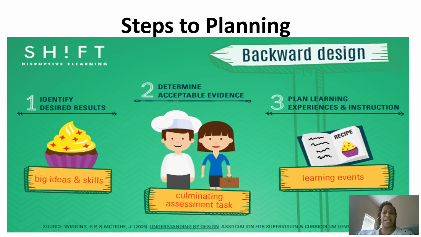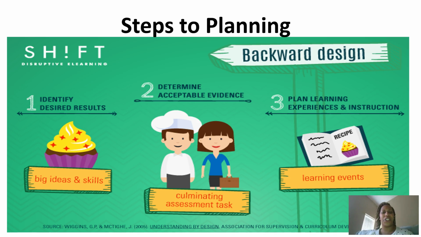So there are 3 steps in planning the backwards design. The first step is identify the desired results. And if you look at the picture under step 1, they have a nice, pretty, yummy cupcake. That's what I want after everything is taught. This is what I want to happen. So I want the nice, pretty cupcake.